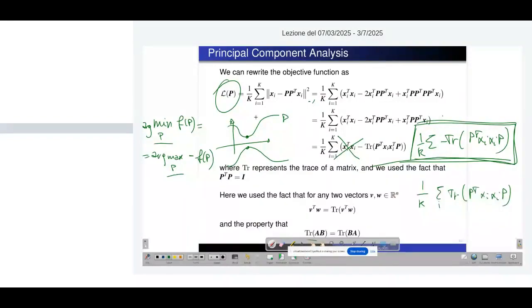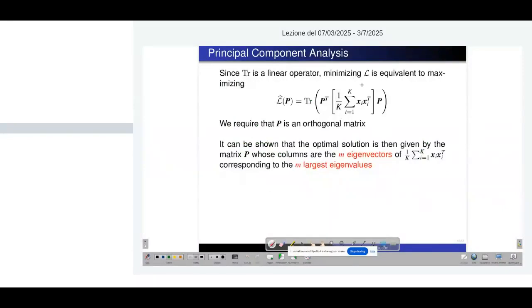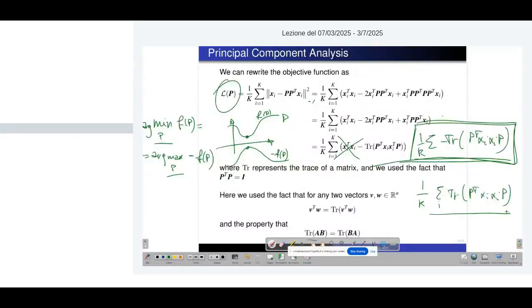This is F, and this is minus F. And this is P, of course. So we can solve our problem by actually looking for the maximization, one more step, of this function. Then, trace is linear. Trace is nothing else than a summation.